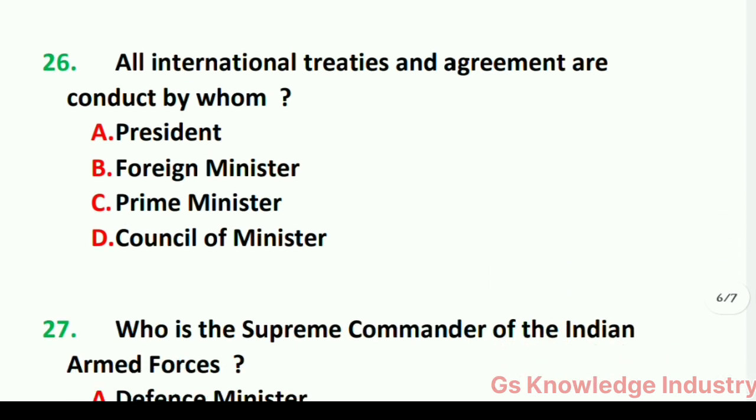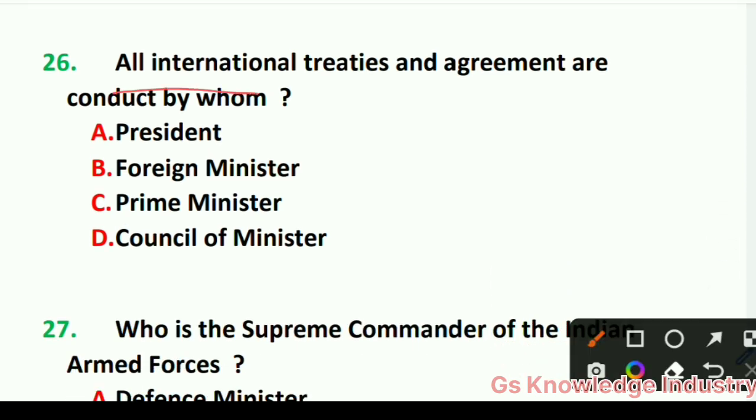26 number question. All international treaties and agreements are conducted by whom? Option A is the right answer, President, right? By the President, all international treaties and agreements are conducted.